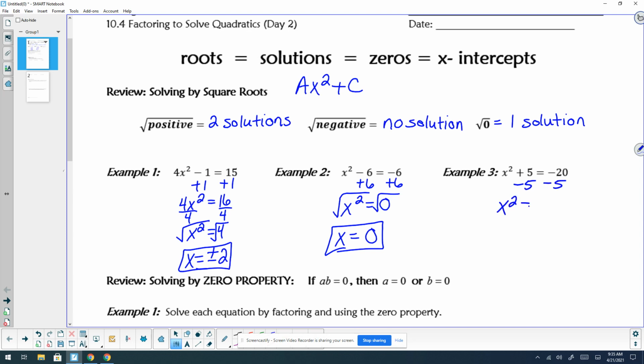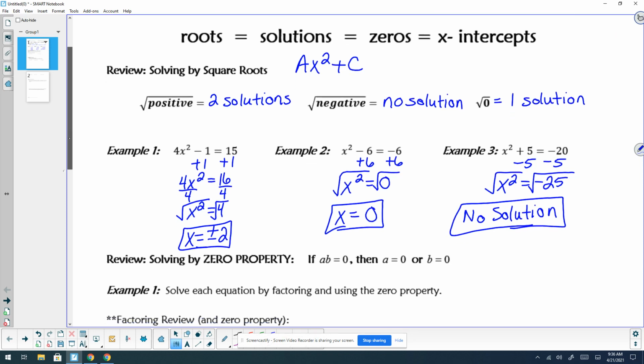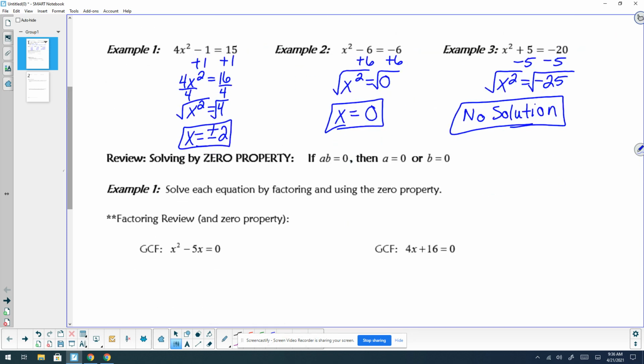The final example, example 3, subtract 5 from both sides. X squared then equals negative 25. I can try to take the square root, but we do not have anything that is the square root of a negative, so this would be no solution at this point. Again, there are imaginary numbers, but we're not getting into that right now, so we're just going to say no solution. All right.